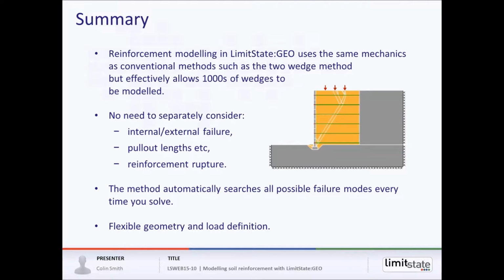So to summarize, what I hope I've done today is show you that reinforcement modeling in LimitState GEO uses the same mechanics as conventional methods, such as the two-wedge method, but effectively we can model thousands or millions of wedges rather than just one or two, but still preserve the same interaction mechanics. There's no need to separately consider internal-external failure or pull-out lengths or reinforcement rupture as separate problems, which is often what you have to do in conventional analysis. That's all taken care of in the one analysis.